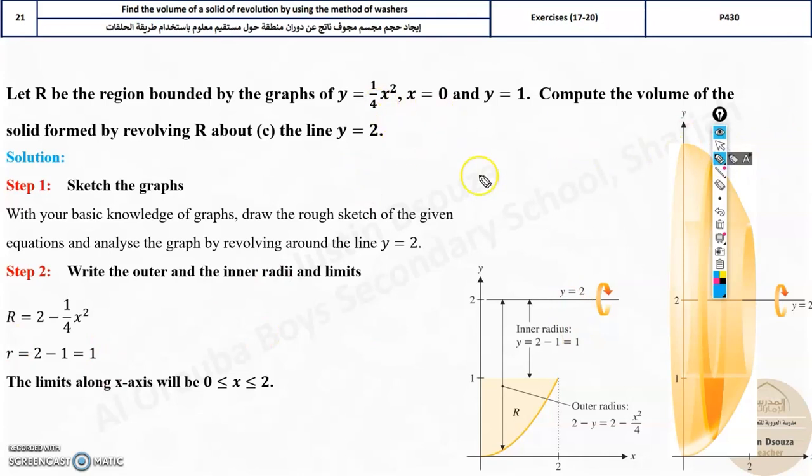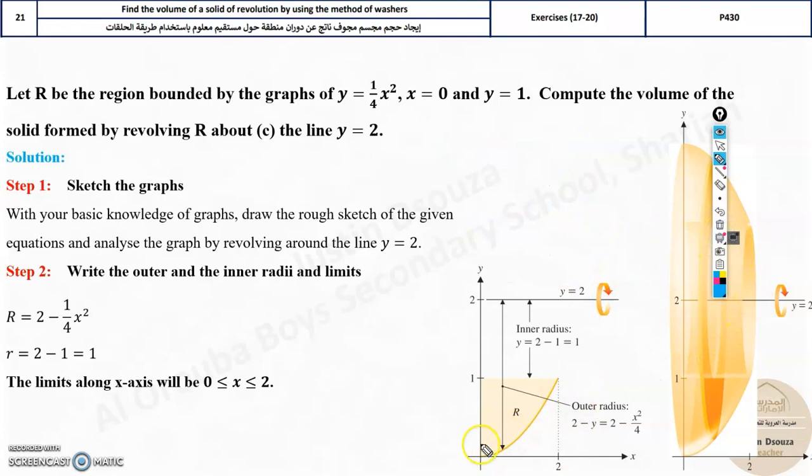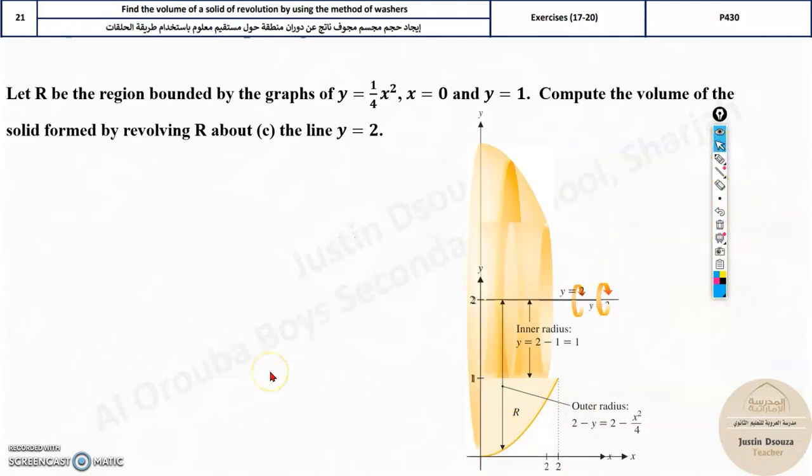How to do it? It's very simple. You need to equate the y's. 1, y is equal to 1 equals 1/4 x squared. Take the 4 to the other side, becomes x squared, square root on both the sides, plus or minus 2. And we are just considering the positive sign because we are dealing with the positive from 0. So that's it.